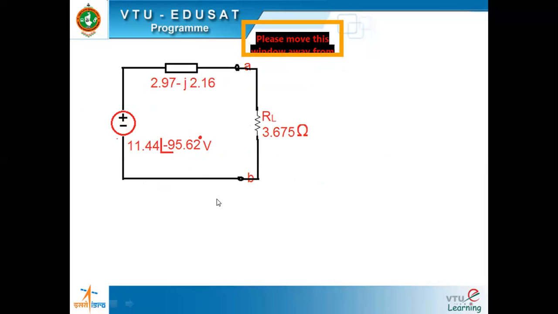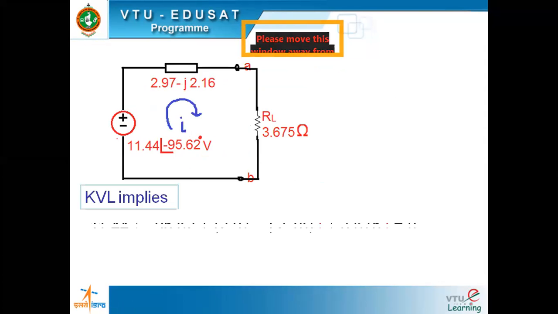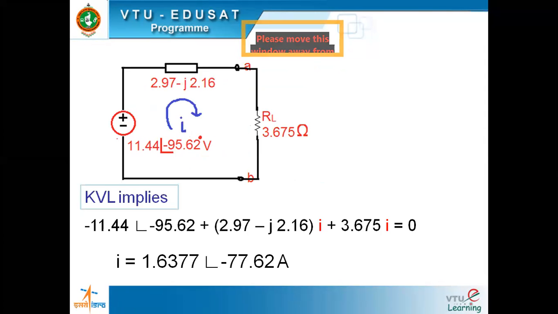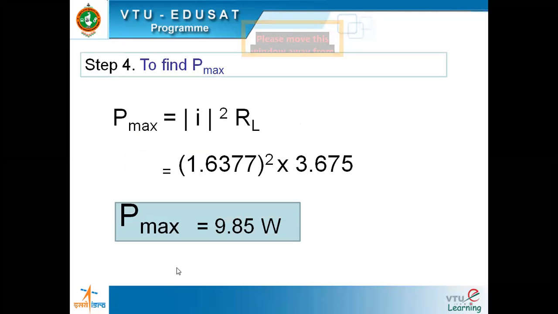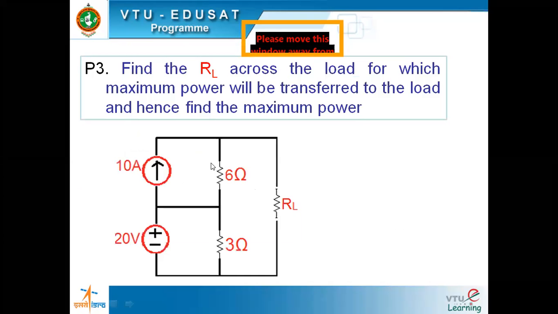After connecting this, what is the maximum power? Find the magnitude of I. The magnitude of I is this, 1.6377. Substitute that. What is RL? RL is what we have just found. This is how we find the maximum power. Get that point?